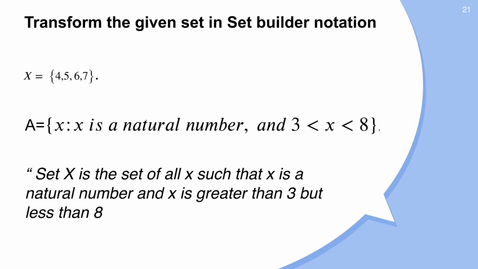Let's have another example. So we have set X. We have the elements 4, 5, 6, and 7. So we can write this in the set builder notation. So set X is the set of all X such that X is a natural number and X is greater than 3 but less than 8.